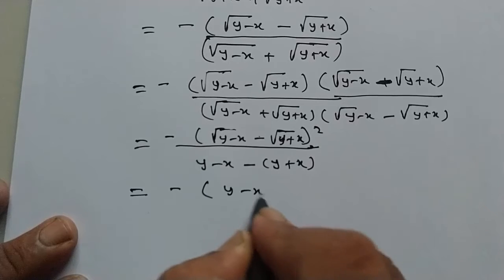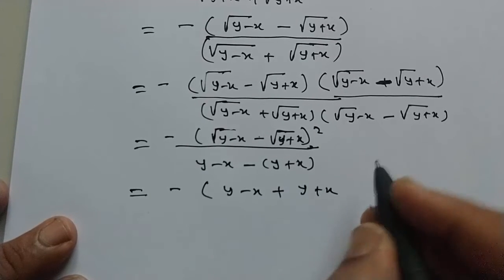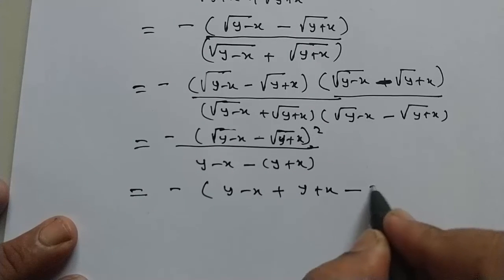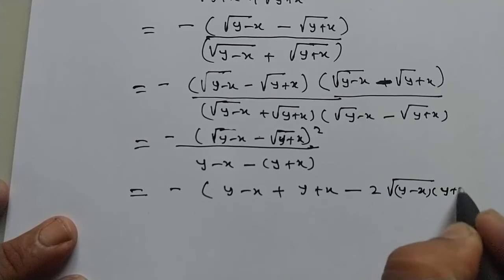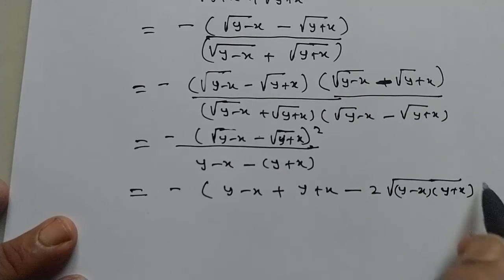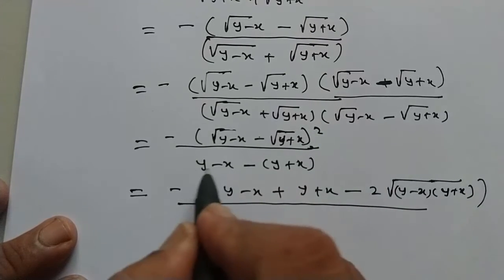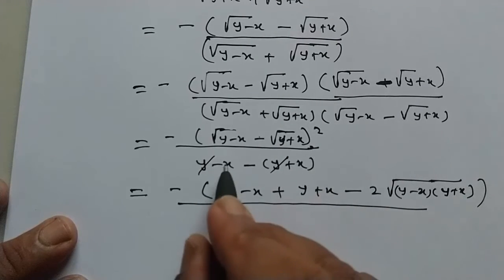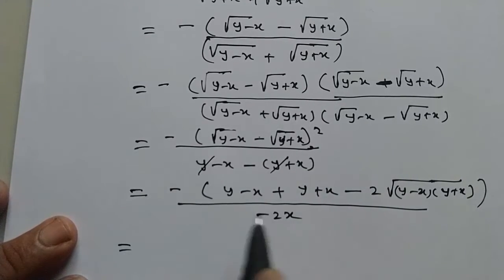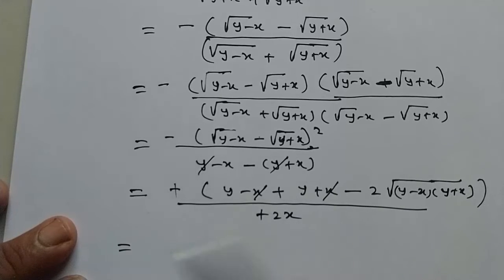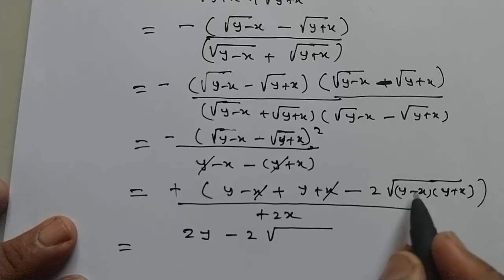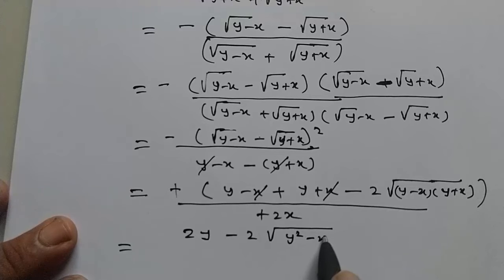So it is y minus x plus y plus x minus 2 times y minus x into y plus x, bracket complete, divided by, here y minus y get cancelled, minus x minus 2x is equal to, now minus minus become plus, here x plus or minus being cancelled, so it is 2y minus 2 under root of x square minus y square minus x square upon 2x.